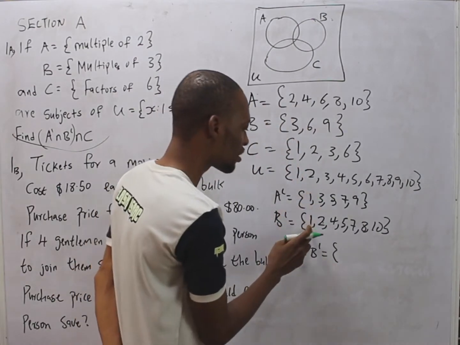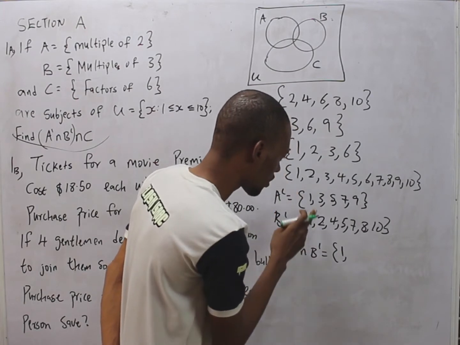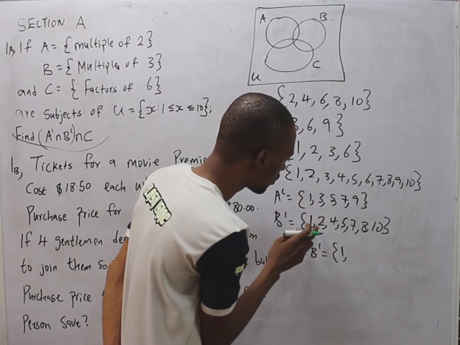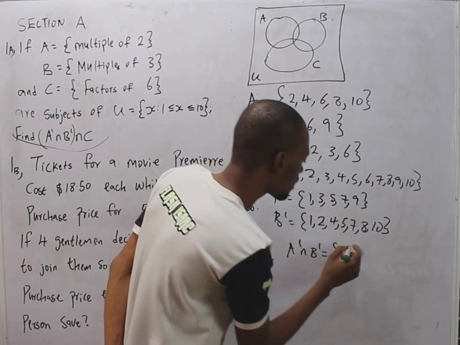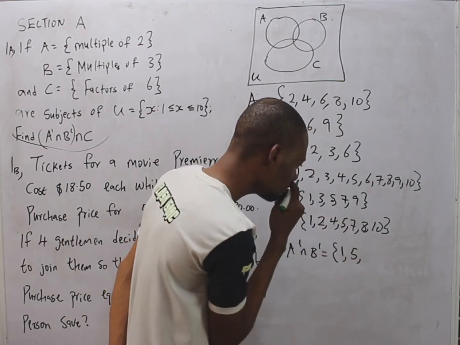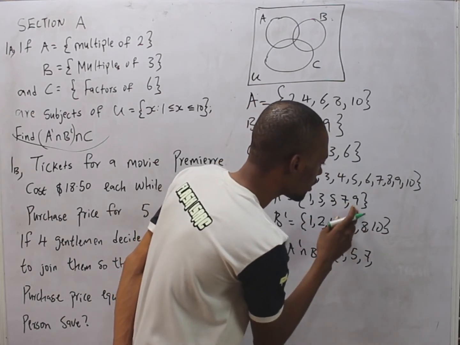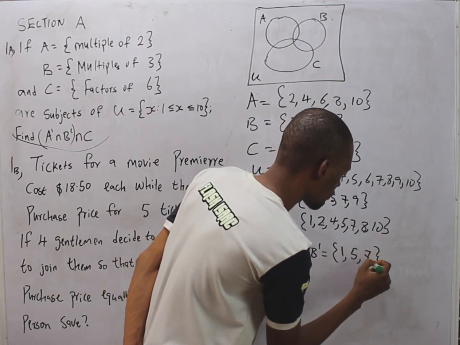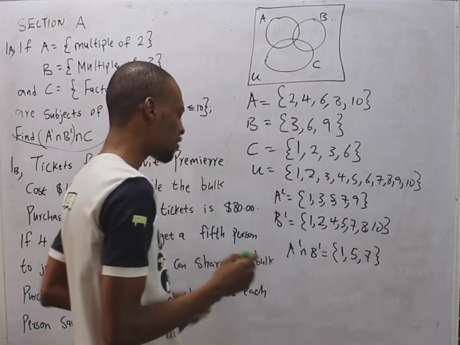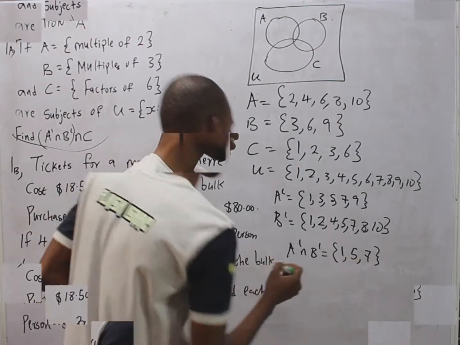There is 1 here and there is 1 here. So 1. 3, no 3 here. 5, okay, there is 5 here. 7. 8, no. So that's all. The members of A prime intersection B prime are 1, 5, and 7.